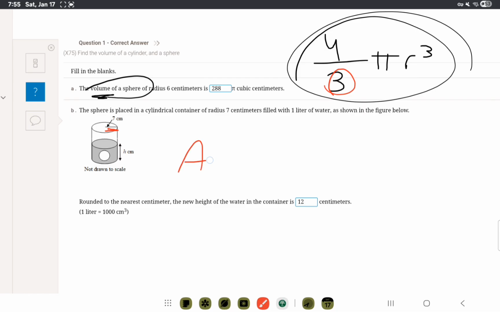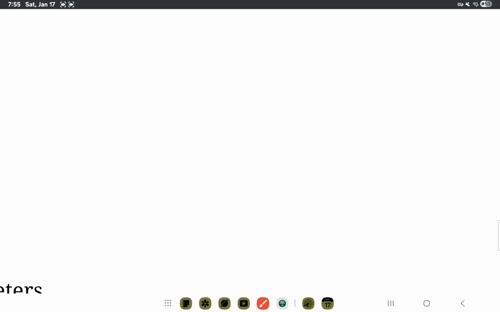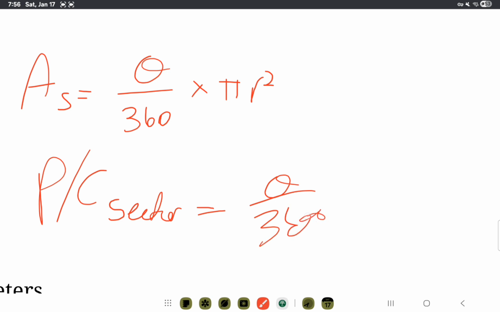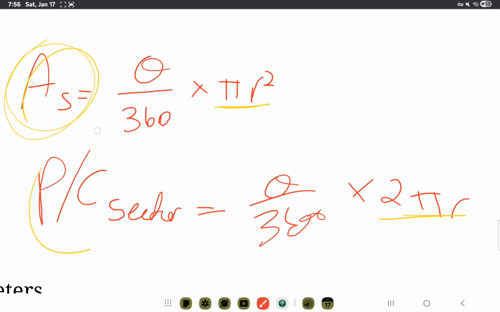Then we have the area of a circle sector, which is more important. Area of a sector is equal to angle over 360 multiplied by pi r squared, and the perimeter or circumference of a sector is equal to angle over 360 times 2 pi r. You might be asking why there is a difference here. Because here we're talking about area, and here we're talking about perimeter, circumference.